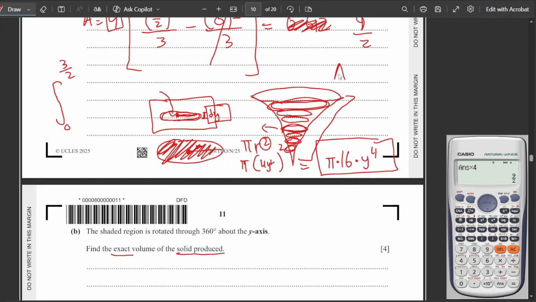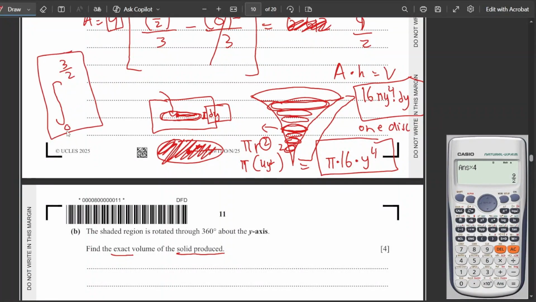And now I multiply the area times the height. That is what gives me the volume. So what's the height? The height is dy. So it's going to be 16 pi y to the power 4 times dy. This is my volume for one disk. And since I'm adding up all of these volumes, the integration basically means to add up all of the volumes from 0 to 3 by 2.